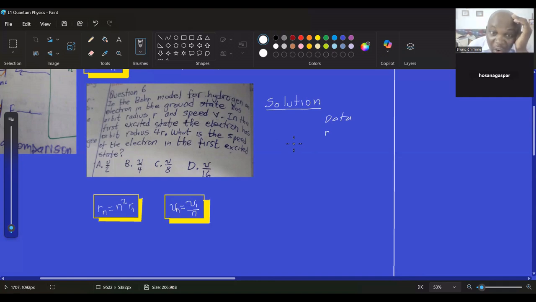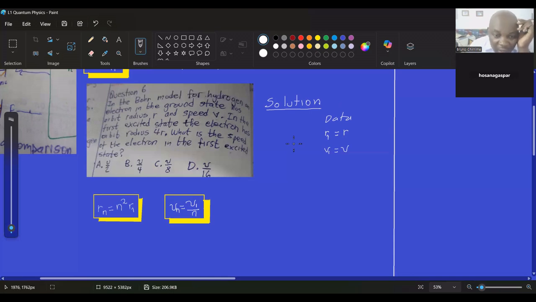And they tell us in the ground state. So what name does this radius have? Initial radius? Excellent. So it's R1, and the value of R1 is R. Now, they say it has speed V. Of course, this speed V also pertains to the initial state, the ground state. Therefore, we're talking about V sub 1, and the value of V sub 1 is V.